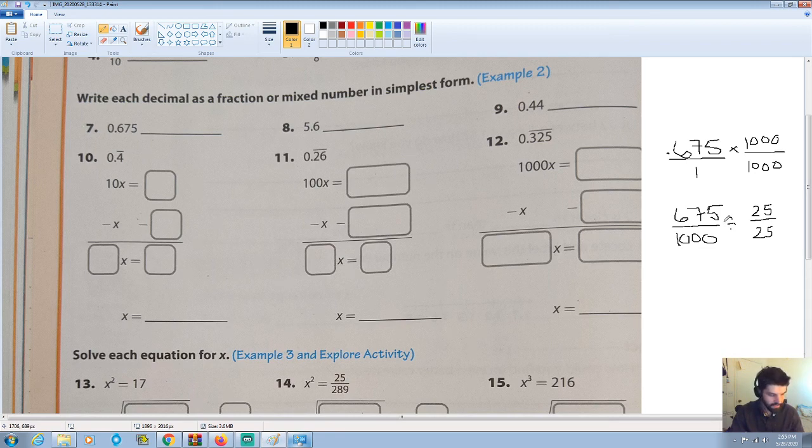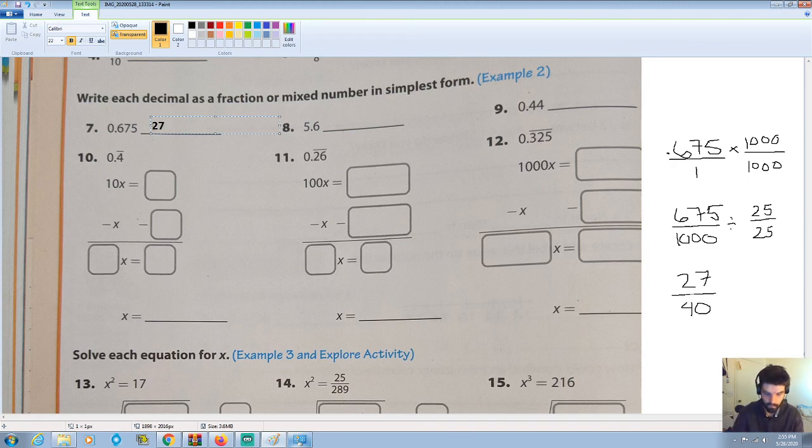So if we do 675 divided by 25, we're going to get, I believe, 27 over 40. Yeah, 675 divided by 25 is 27, and 1000 divided by 25 is 40. So the question here is, can you reduce this anymore? And the answer is no. The reason is because there's no common factor between these two that can be divided evenly to simplify this fraction anymore. So our answer is going to be 27 over 40.